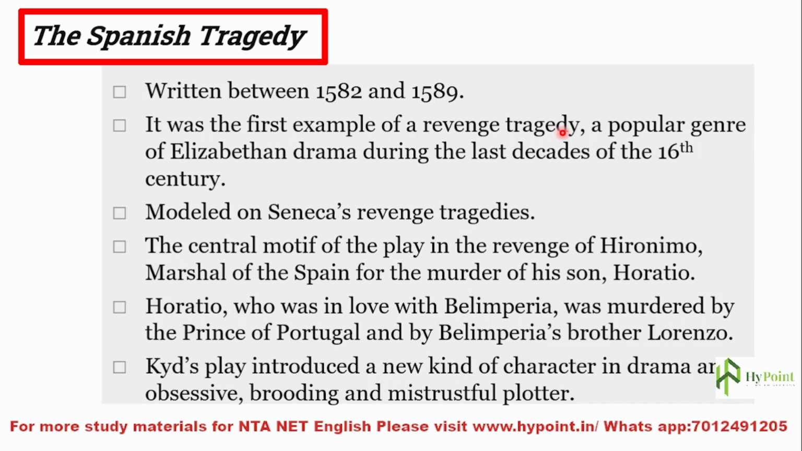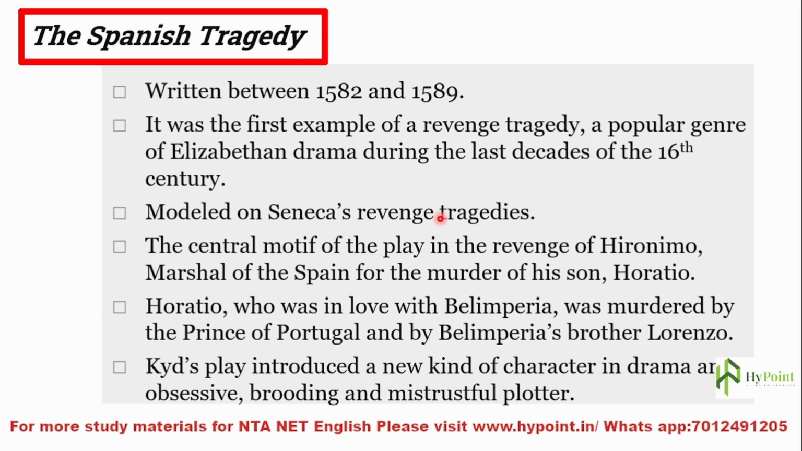So revenge tragedy, this particular genre within the genre of tragedy, was a popular genre. During the last decades of the 16th century, many playwrights composed revenge tragedy. Shakespeare has done it, and Webster, and many other playwrights. And it is modeled on Senecan revenge tragedy. Seneca is a Roman playwright who wrote revenge tragedies, and The Spanish Tragedy is also modeled upon Senecan revenge tragedy.